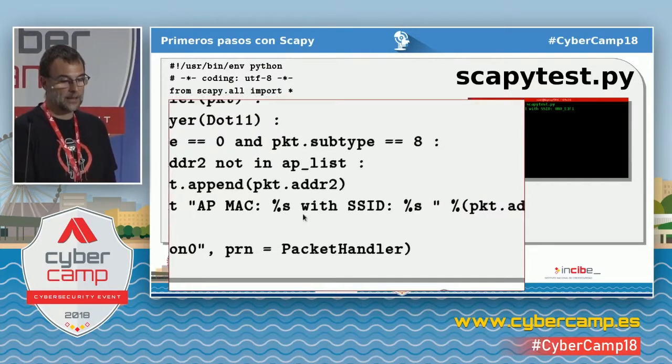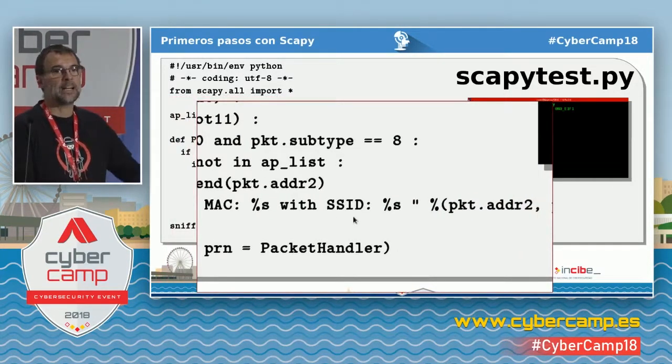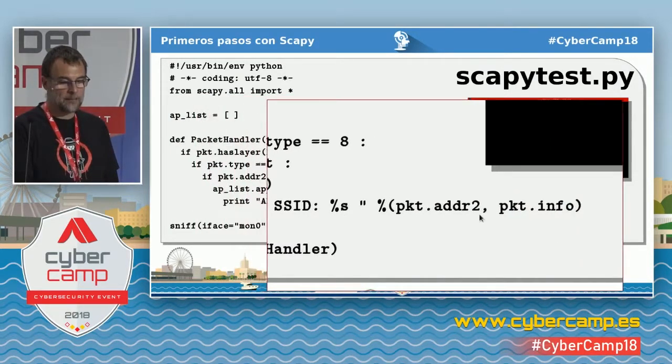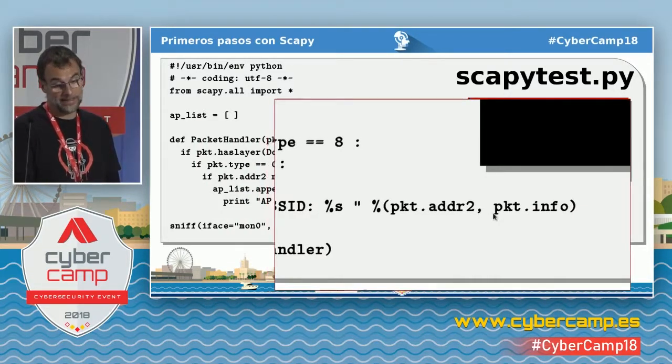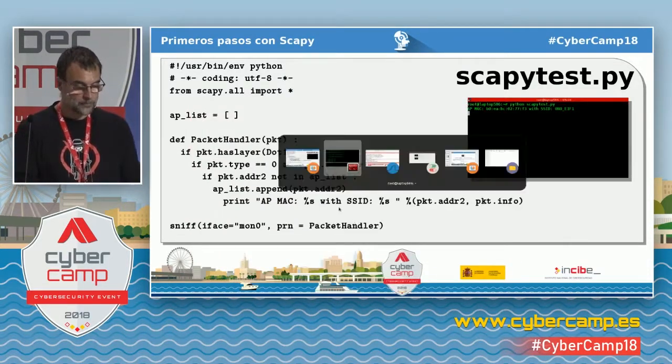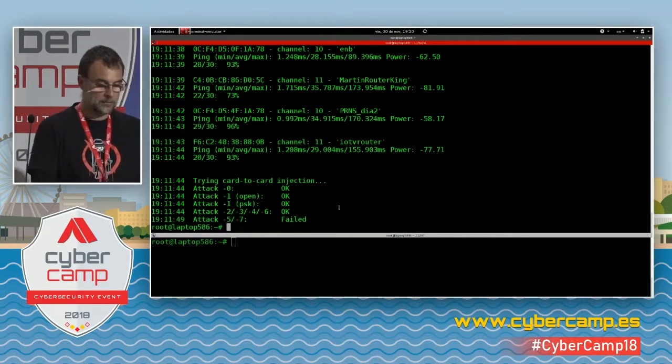Well, I want to show on the screen that I found a packet like this. This is my first Wi-Fi scanner, and the field will be address number 2. That's the access point MAC. And then packet.info, that's the SSID. That's it. So let's test it and see if it works.